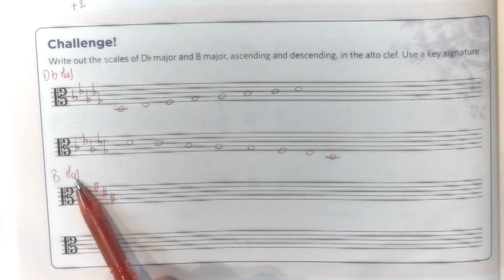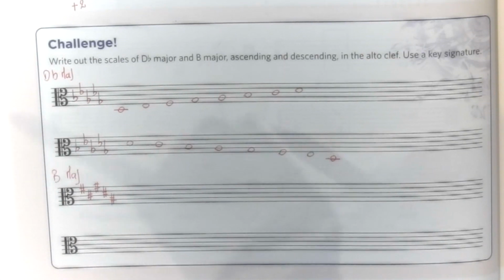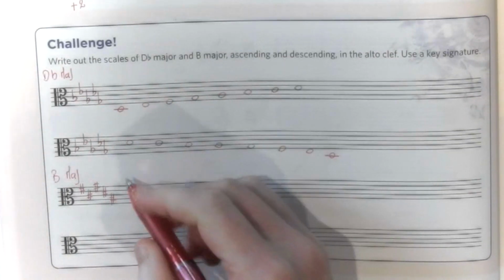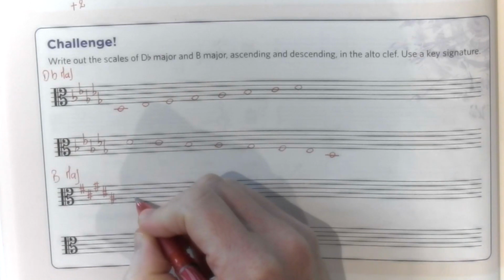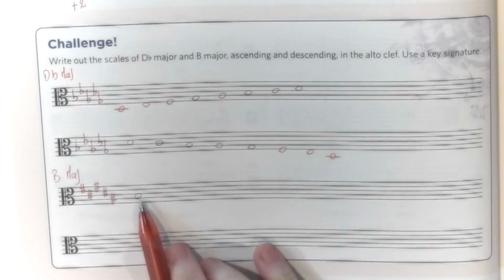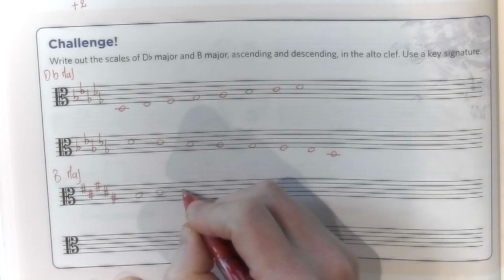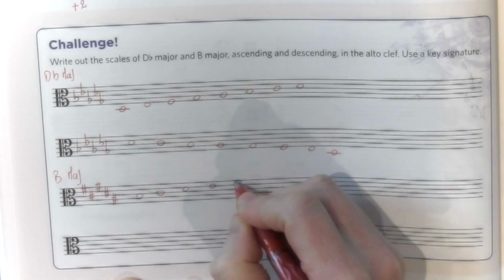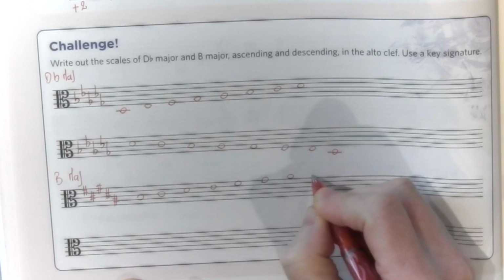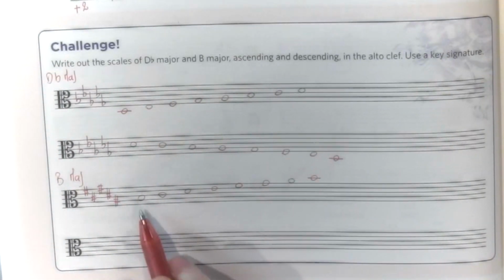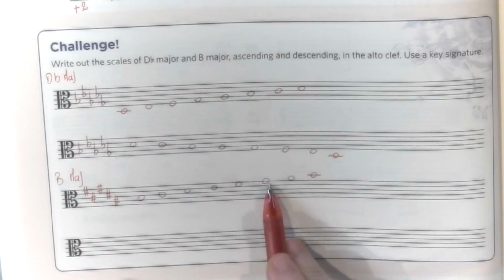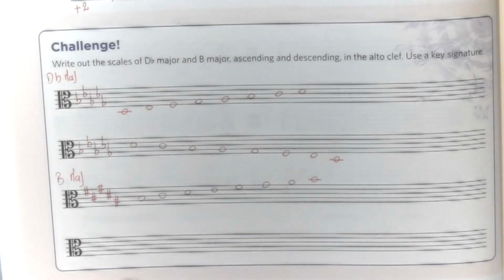B major, B. To write a B, we need to write an A in the treble clef. So this is B. A plus 1 equals B. La, Si, Do, Re, Mi. So Si, Do, Re, Mi, Fa, Sol, La, Si.